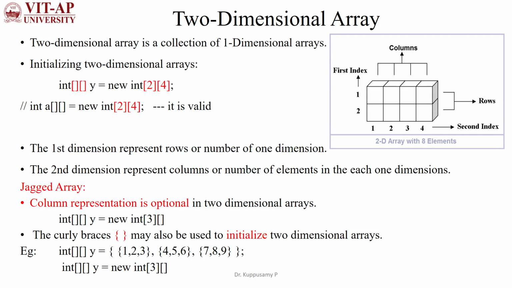Hi, here we will discuss the declaration of two-dimensional array in Java programming language and initializing the values to that two-dimensional array. So, a two-dimensional array is a collection of elements with a similar data type of one-dimensional arrays. Here we are initializing a two-dimensional array with integer data type int, then square brackets here, one is for the number of rows and one is for the number of columns.